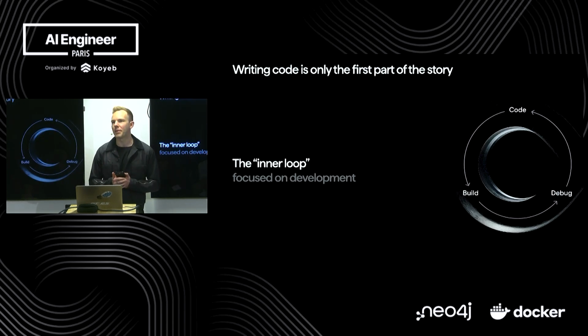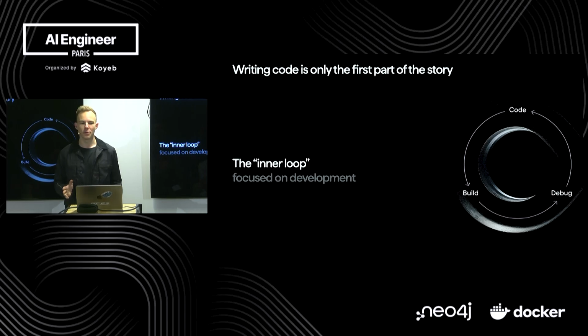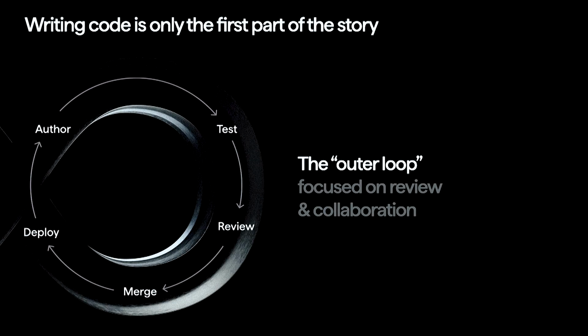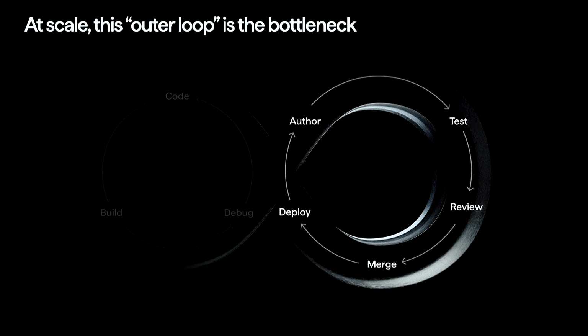And I think the best way to answer this is that everyone who's written code as part of a team knows that writing the code is only the first part of the story. We have in the software development lifecycle the inner loop, which is focused on building, like coding, building locally, debugging. But once we've done all of this, we still need to go through the entire outer loop, which is where review and collaboration and validation happen. At scale, this outer loop becomes more of the bottleneck.